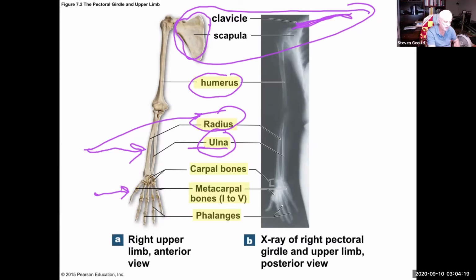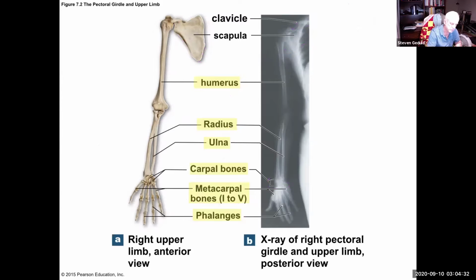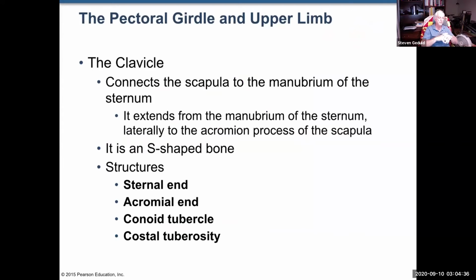The carpal bones make up your wrist. The metacarpal bones make up the back of your hand, 1 through 5. And the phalanges make up your fingers. So the clavicle connects to the scapula and to the manubrium. It extends from the manubrium of the sternum laterally to the acromion process of the scapula.